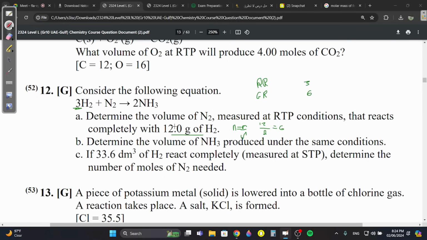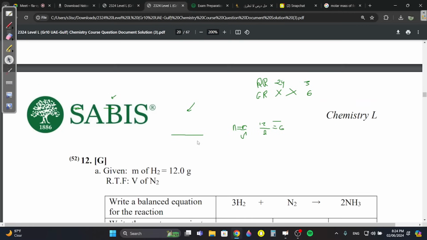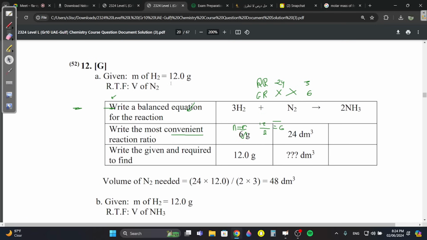Okay, and they want the volume of N2. In my reaction, I have 1 mole of N2. Since it's RTP, that means 24. So 1 mole of N2 is 24 dm cube. How many do I have when I have 12 grams? We don't know, it's just x. So I cross multiply and I should get 48. Yeah, 48.